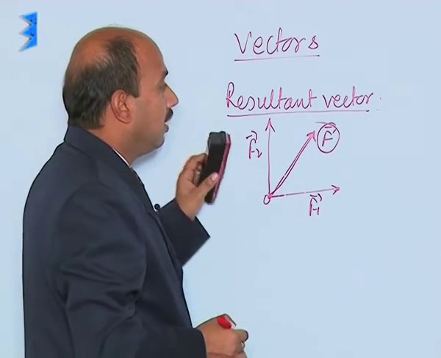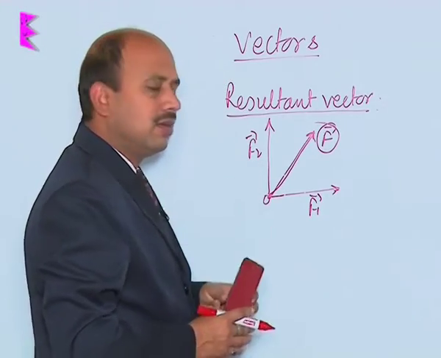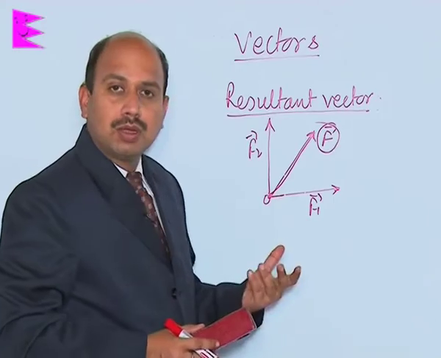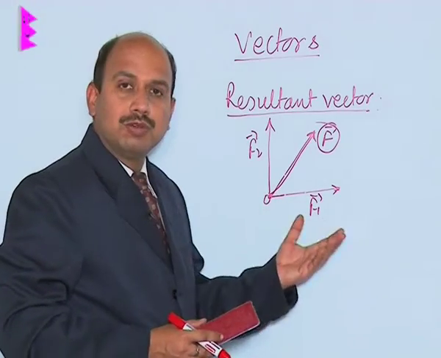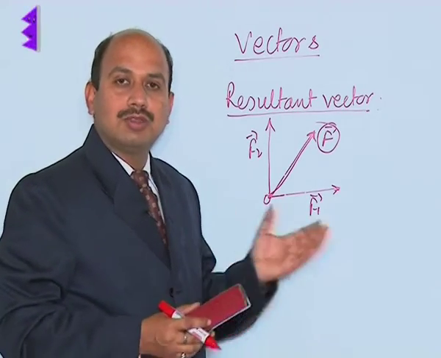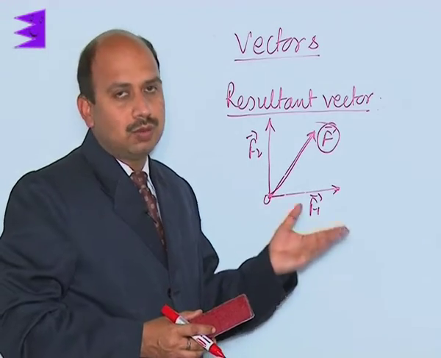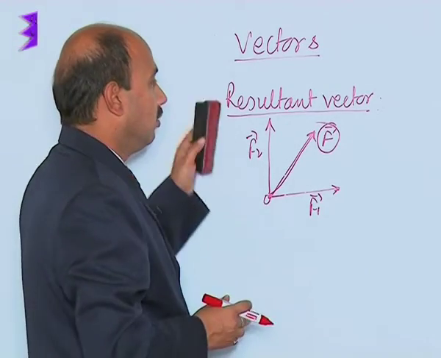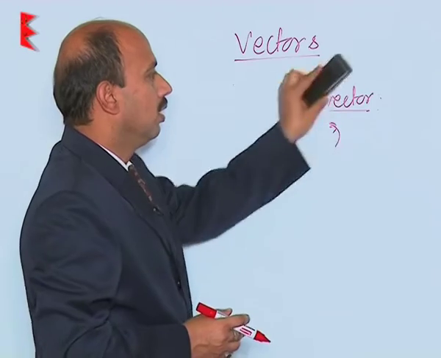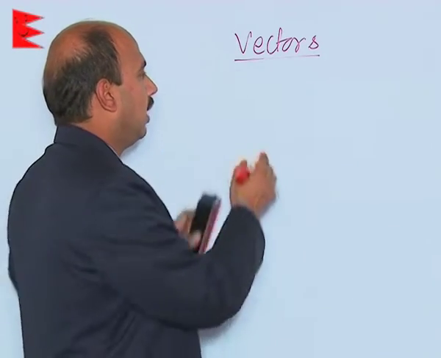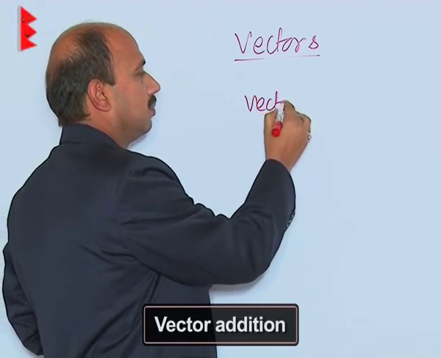Now, the resultant vector is in many cases very important, like this one about force. Similarly, with velocities, two velocities in two different directions, and then you can get the resultant. Similarly with acceleration. Now, I am coming to the next topic, that is called vector addition.